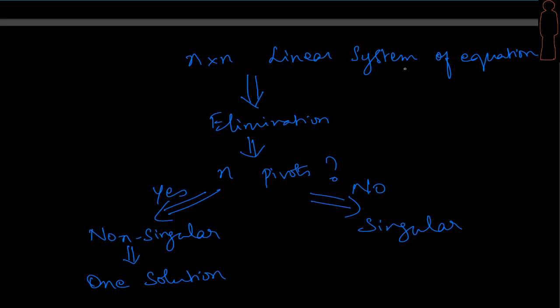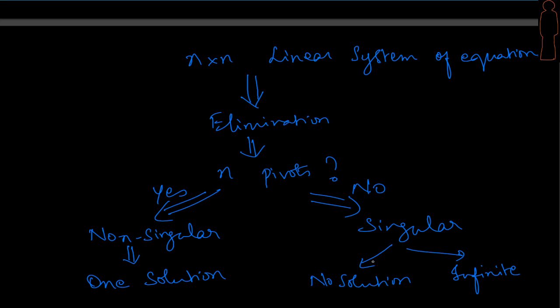When you say singular, there's got to be some issue here. But under singular you have two cases. One is that you may land up in no solution, or you may land up in infinite solutions. Okay, how do you figure this out? We will have to look at those equations and see if the right hand side is matching to the 0 of the left hand side, right?